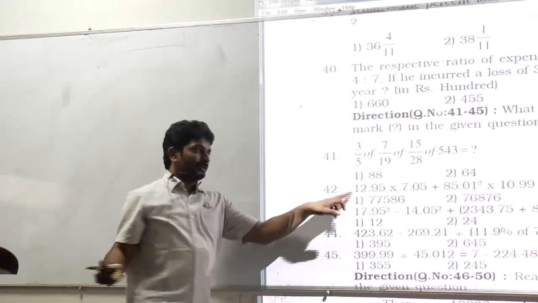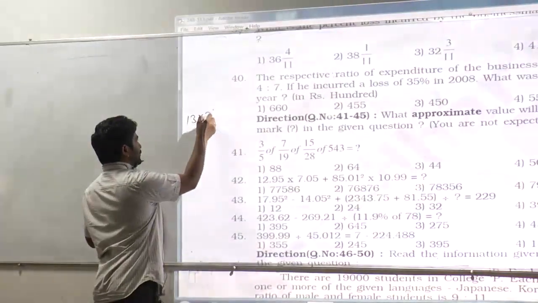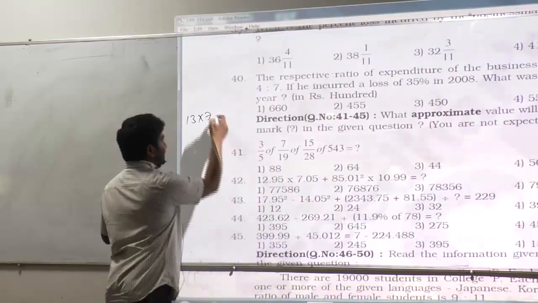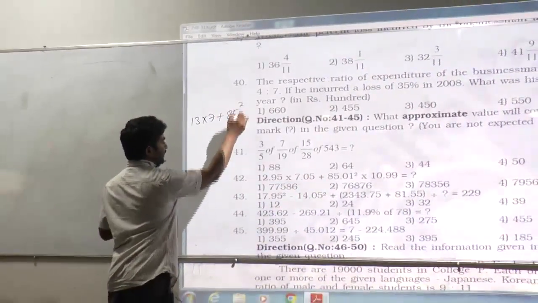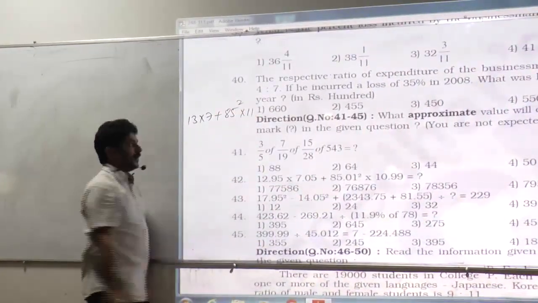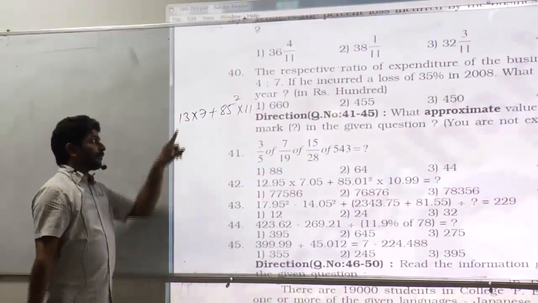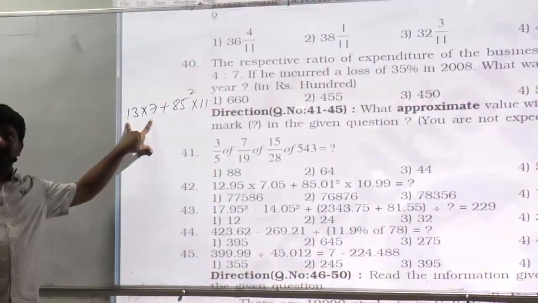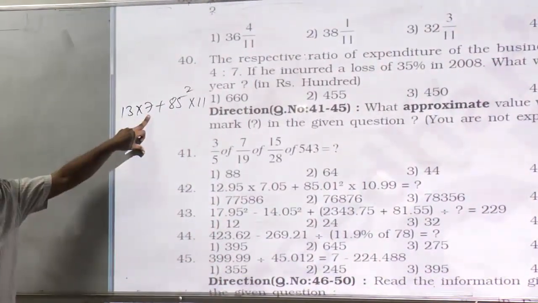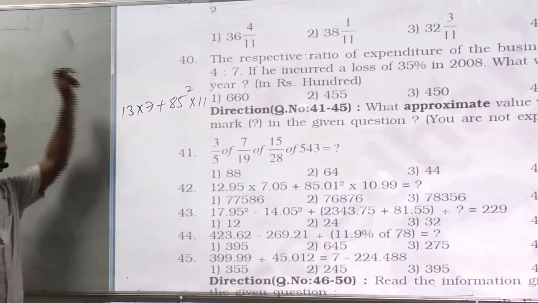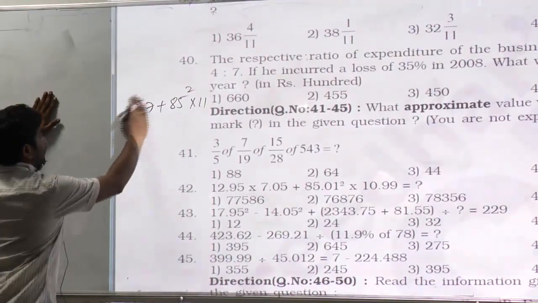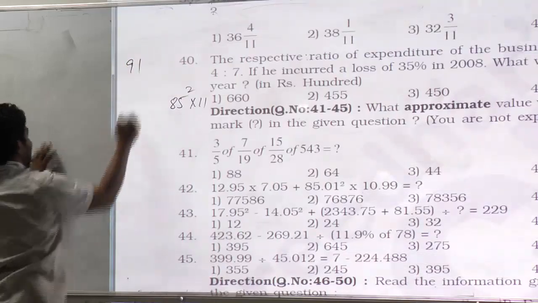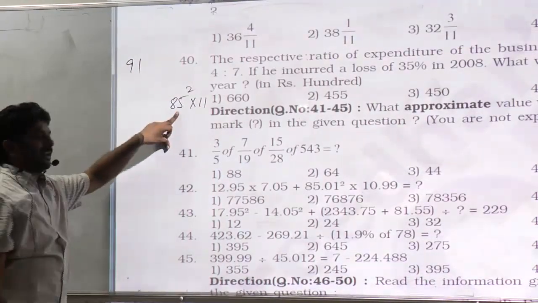Next. 12.95. How much is this? 13 into 7 plus 85 square. We'll do that into 11. Okay. 13 times 7: 10 times 7 is 70, 7 times 3 is 21. Total? Right, this is 91. Keep it aside. First calculate 85 square.